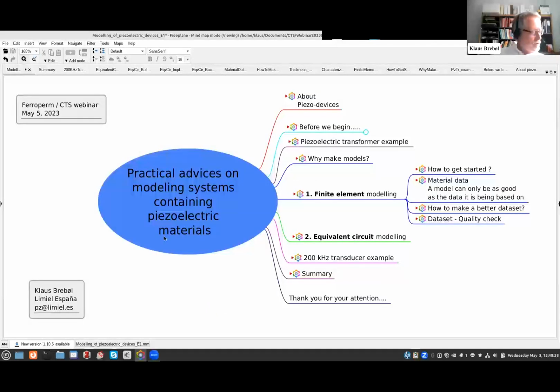So I must have cut something, because I am considerably faster than I was with the last test I made. But that gives some room for questions.